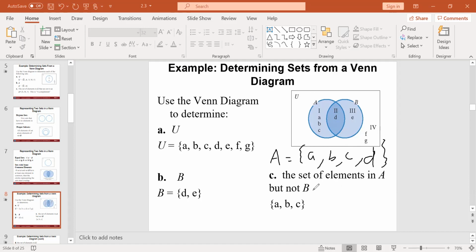The set of elements in A but not in B, that would be this region here. Region 1 according to the Venn diagram. Oh, look, it looks like a crescent moon. And so that would be the letters just A, B, C.